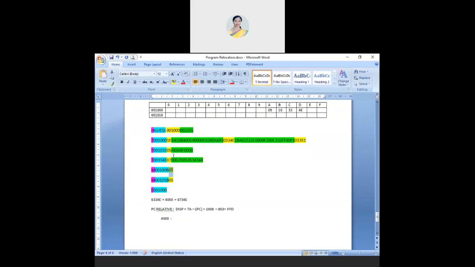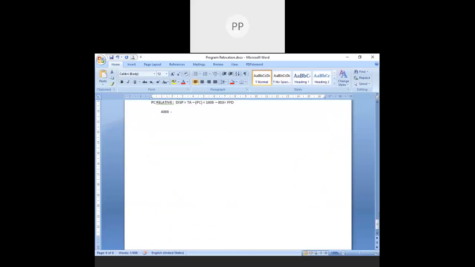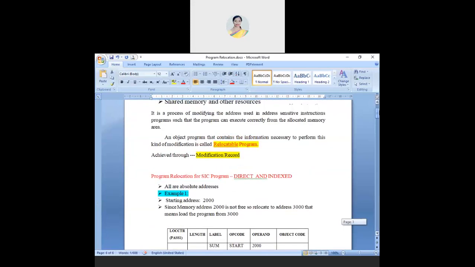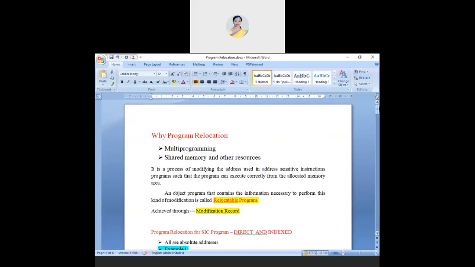Okay, fine. So your object program will have a header record, text record, modification record, and an end record. This is with respect to program relocation. When you go for program relocation, whenever that particular memory is not available, if it is a shared memory, then obviously you go for program relocation, during the multi-programming concept, that is, context switching and all those things.